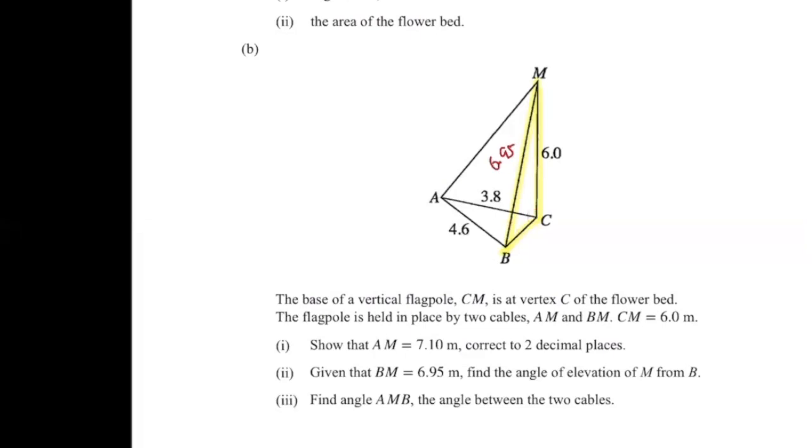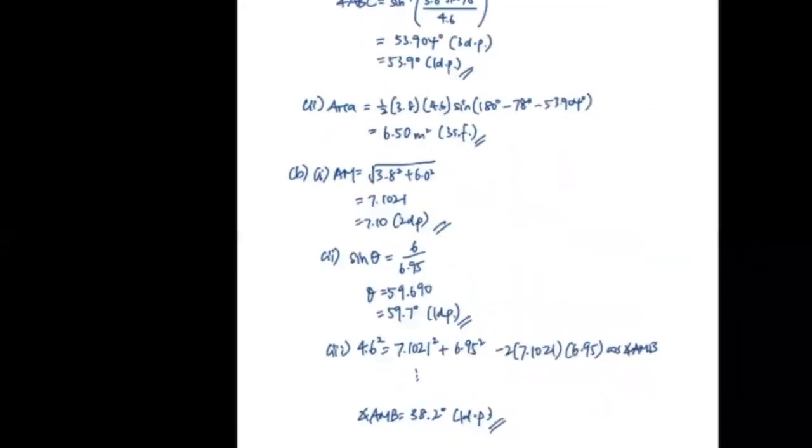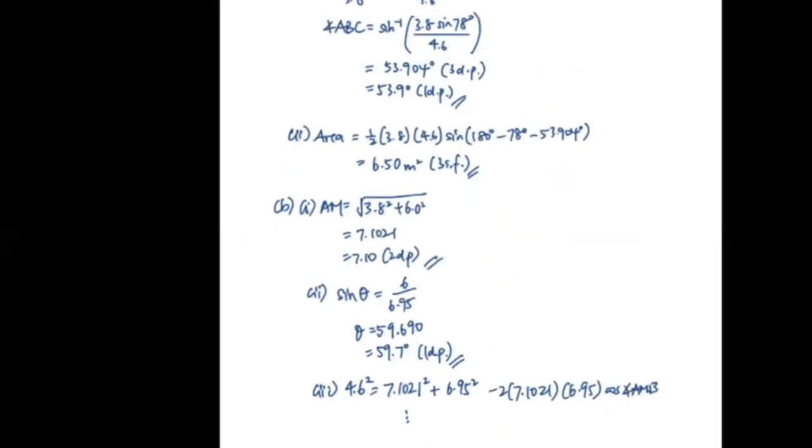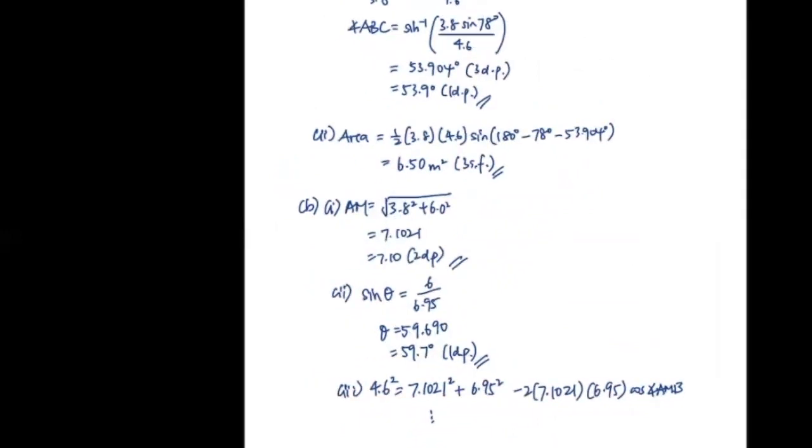The very last one is asking you to find angle AMB. AMB is this angle over here, which is part of this triangle. You have 3 sides, and this is the angle you are trying to find, so you use cosine rule to find angle AMB. I'll just briefly show you all the answers, including part A as well, but try to be able to do the question.